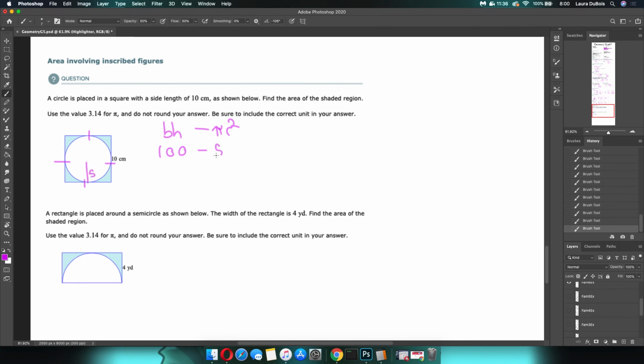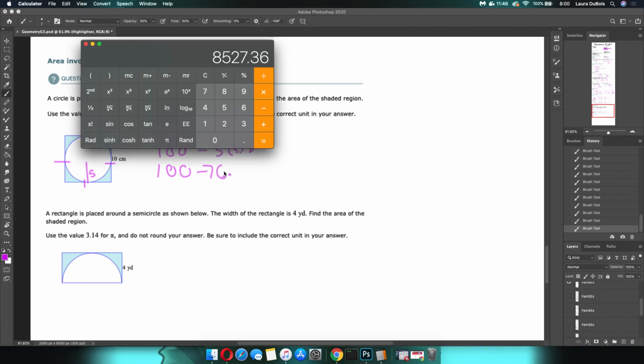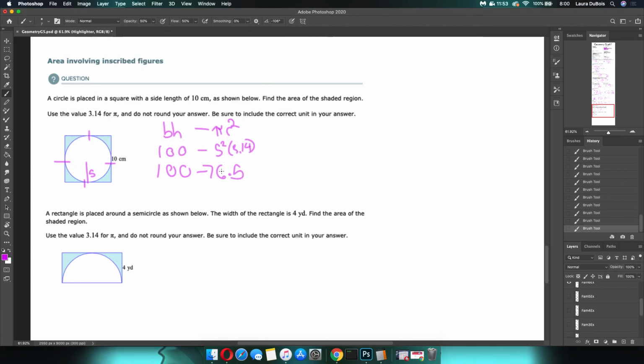5. So it's going to be 5 squared times 3.14. So 25, it was 76 something, I just forget what it was, minus 76 point something. So 25 times 3.14 is 78.5. So 100 minus 78.5 is 21.5 centimeters squared. Next up, we have base times height, and do we have a full circle?